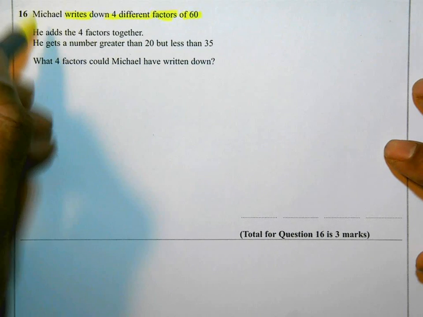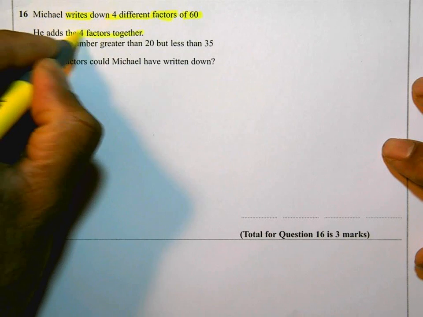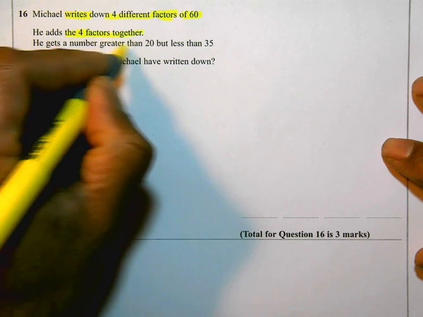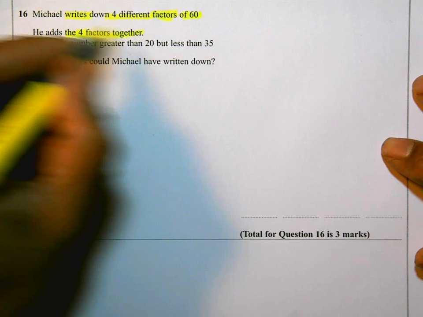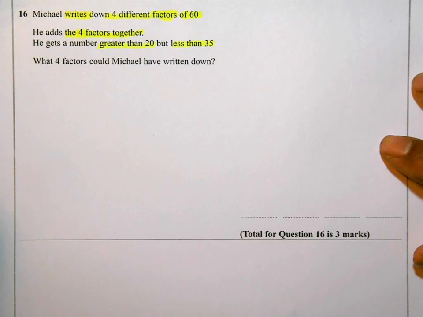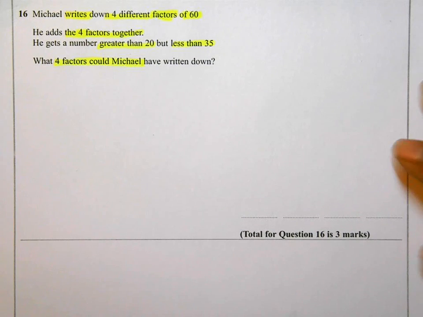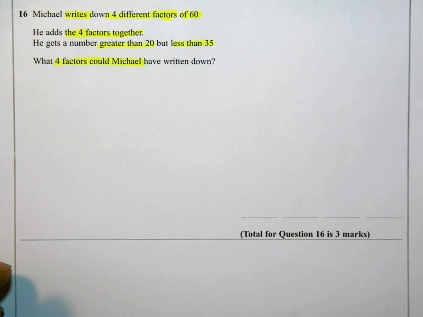He adds all four factors together, and he gets a number that is greater than 20 but less than 35. What four factors could Michael have written down? So they basically want you to write down four numbers, and you can see the four spaces here. Start thinking about the way they want the answer and what they want from the answer.